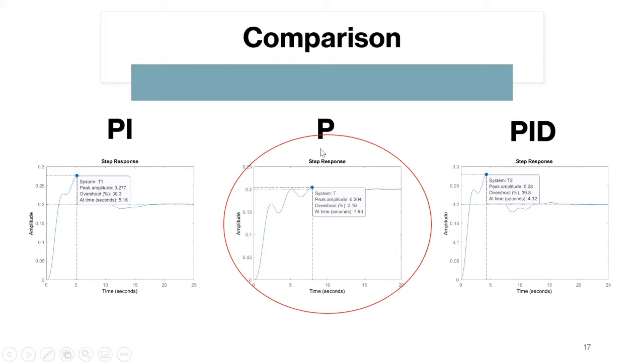From this, we can see that the P control is the one that gives you the least overshoot. So we're going to pick this as our best for our purposes.